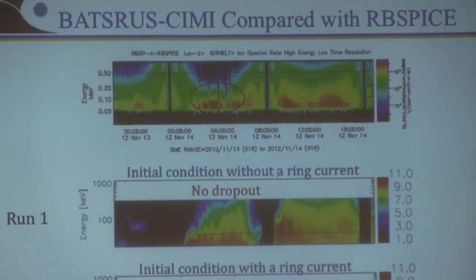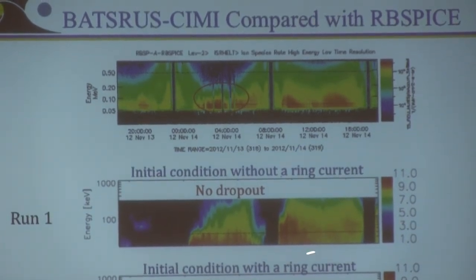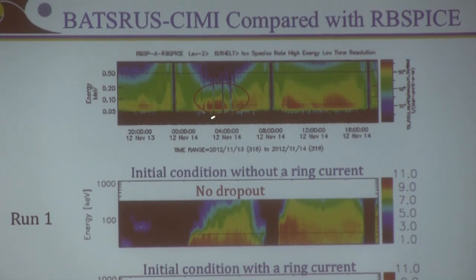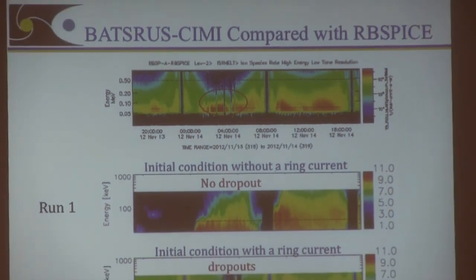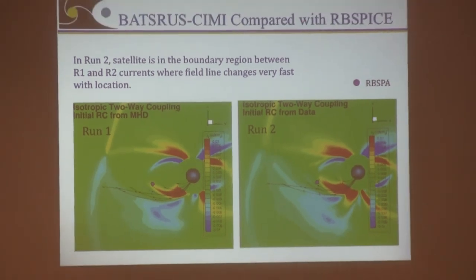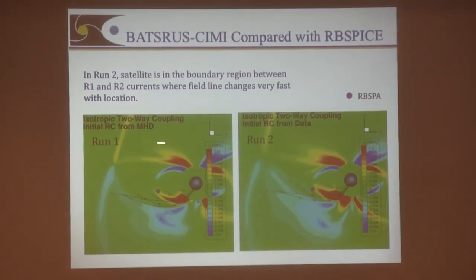And then the one with ring current, we see that we can reproduce the dropout seen from the Van Allen Probes space data. So we see how or why the two runs give us different results. So this is the first run.